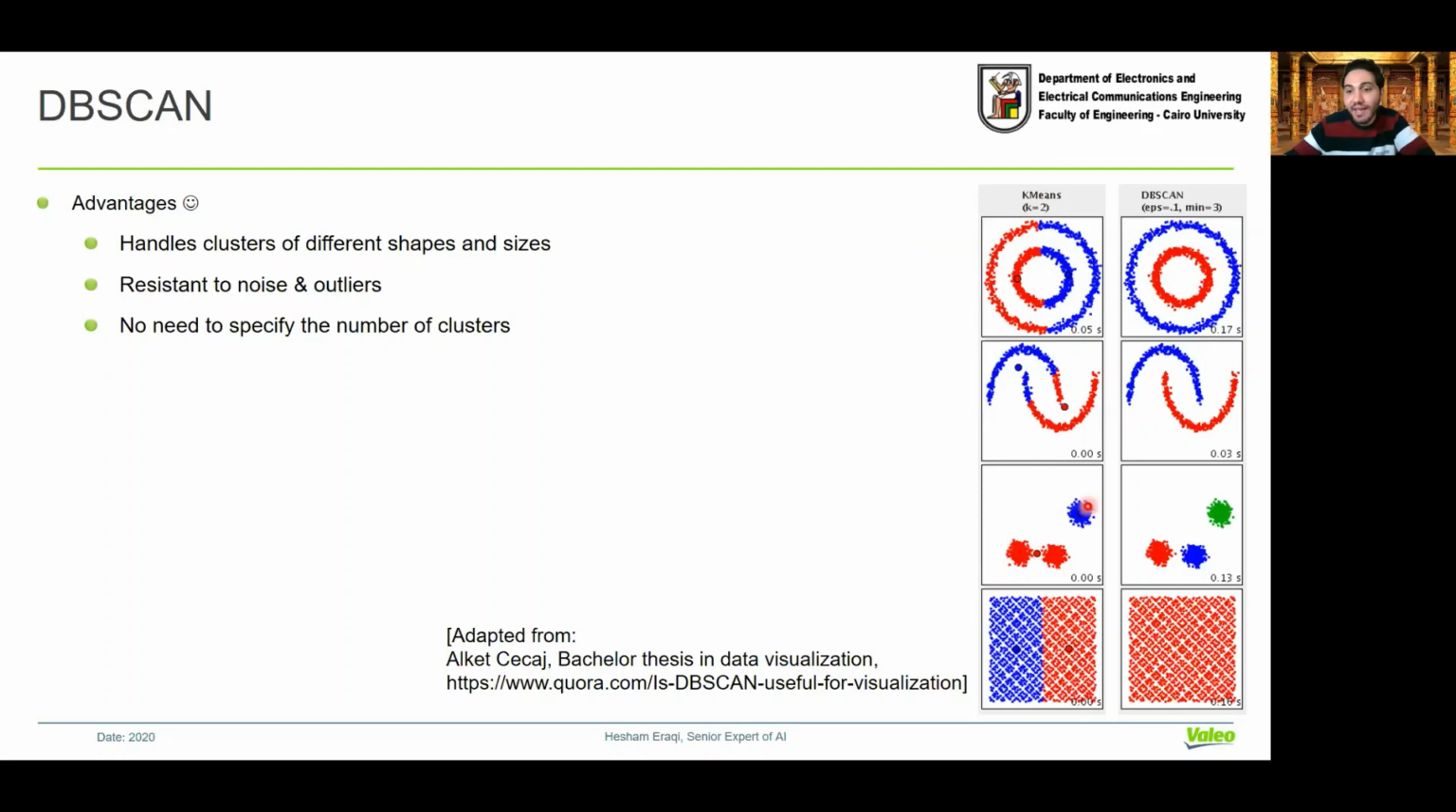So by setting k equal 2, k-means is forced to distribute your data into 2 clusters, but DBSCAN is able to detect that this time you have 3 clusters, and these are the 3 clusters you have, each cluster in a different color. Okay, so DBSCAN can cluster your data into 2 clusters or more than 2 clusters, and it can detect how many clusters there are.